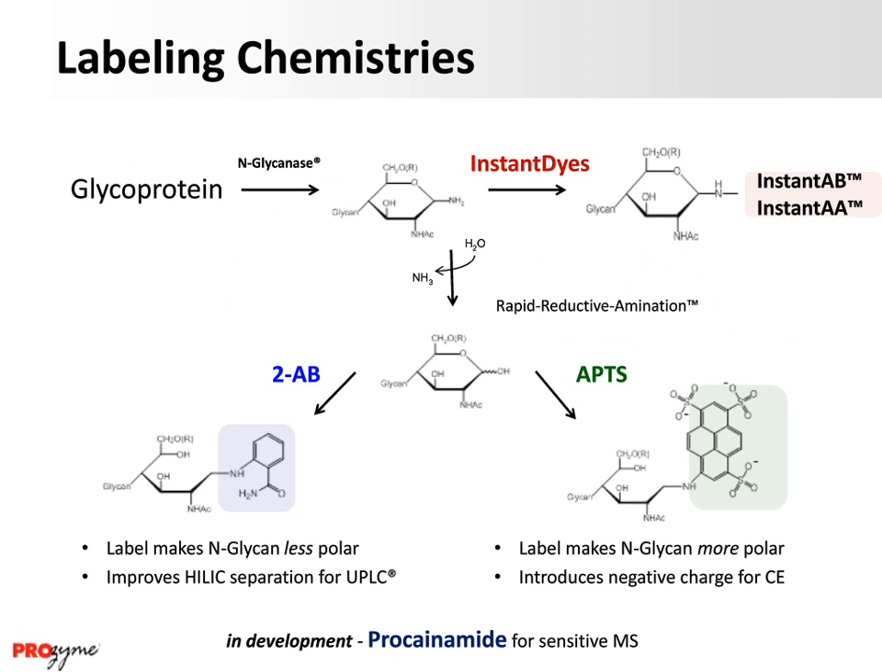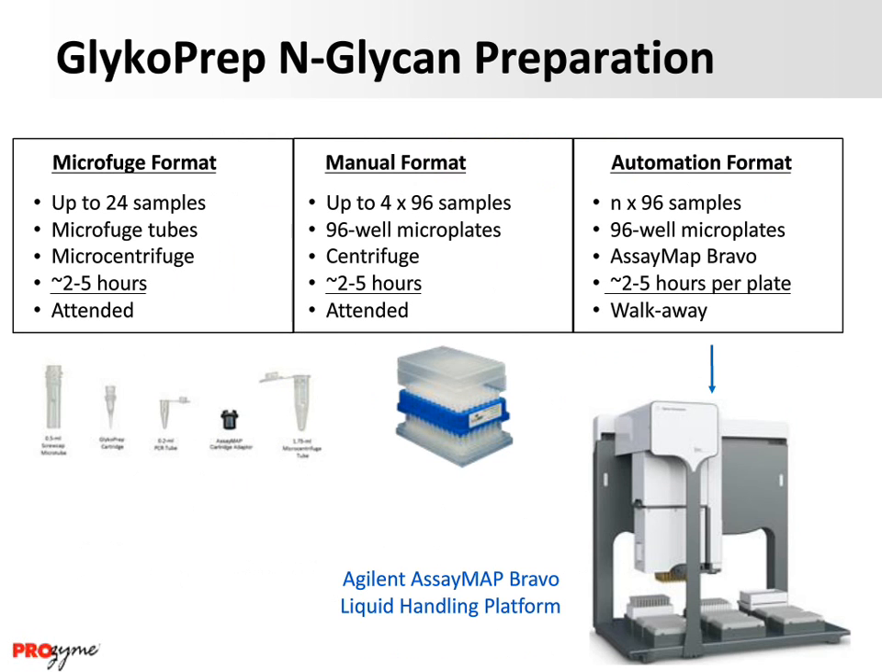GlycoPrep N-glycan preparation can be run on a number of different formats, 3 formats, 2 of them manual. The first is in a microfuge. This is for up to 24 samples, and this can be run with microfuge tubes. The second is a manual format using microplates for higher numbers of samples. And the final one, which I'll focus on today, is the automated format. This, again, uses 96-well microplates and uses the Agilent AssayMAP Bravo.